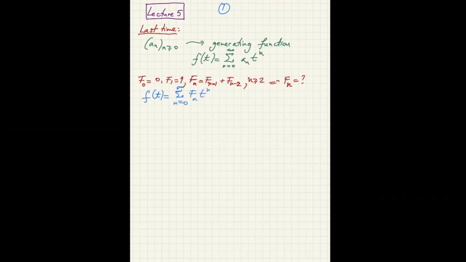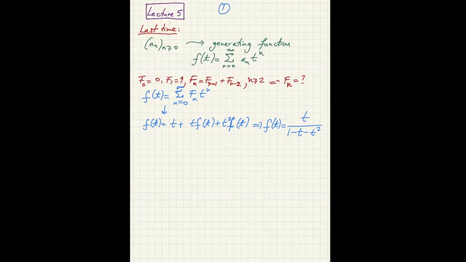So last time we showed that this function satisfies the following equation: f of t equals t plus t times f of t plus t squared times f of t, which led us to determining the generating function as this rational function. So it's a ratio of two polynomials in t, t and 1 minus t minus t squared.